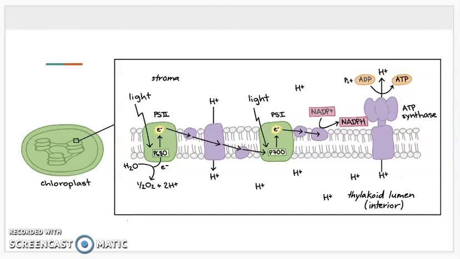And then the hydrogen ion collects inside the thylakoid, and the O2 is released into the stroma, then out of the chloroplast, and then eventually out of the plant.